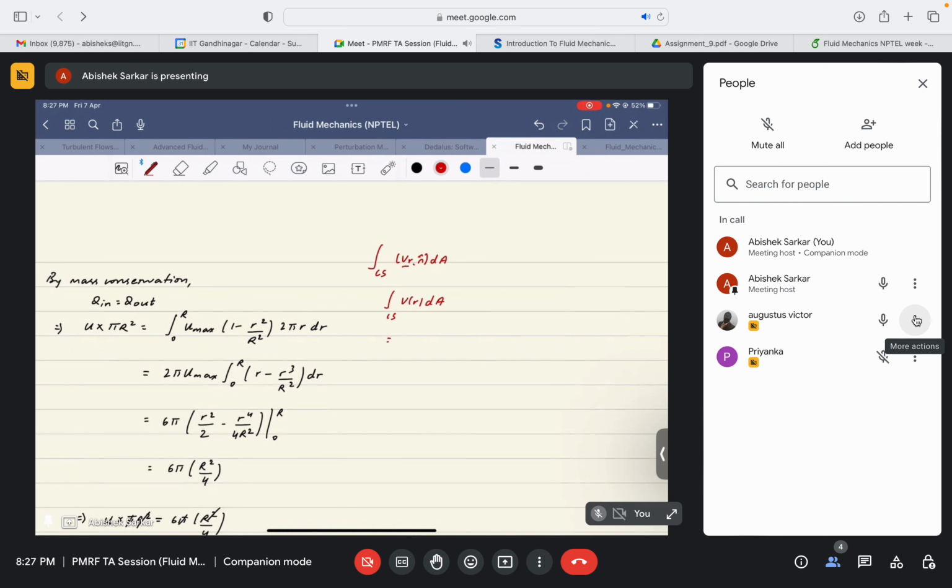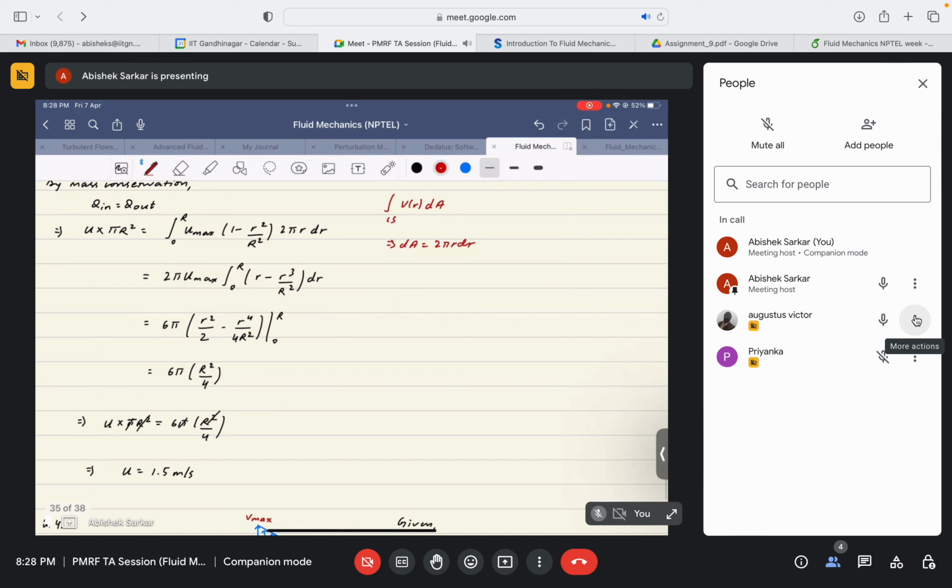Now the key is how to choose dA. Do you know why you have chosen it as 2 pi r dr for the given problem instead of, say, dx dy? Yes, sir, because it's a cylindrical pipe. Right. So since you know that, we can directly write it and integrate it. It will be u max times (1 minus r square by capital R square) times 2 pi r dr.